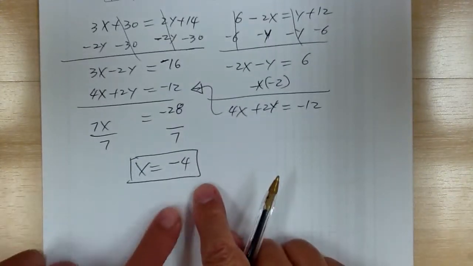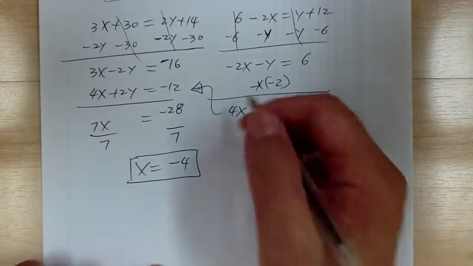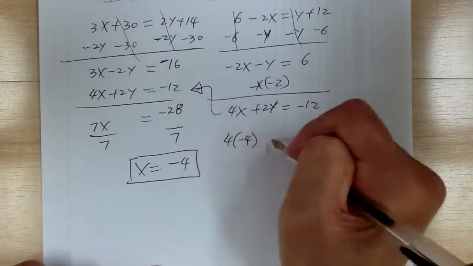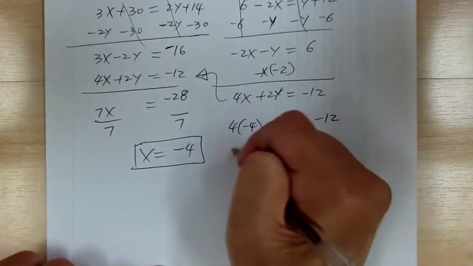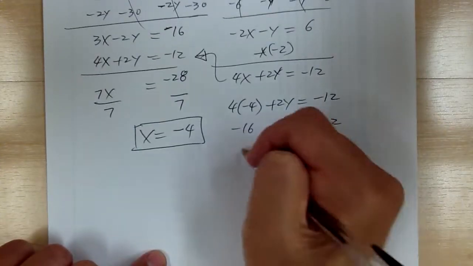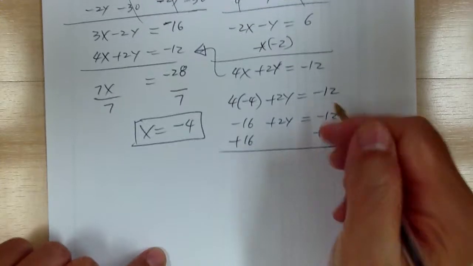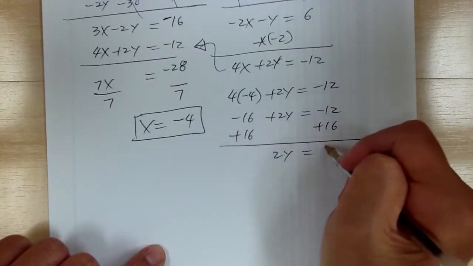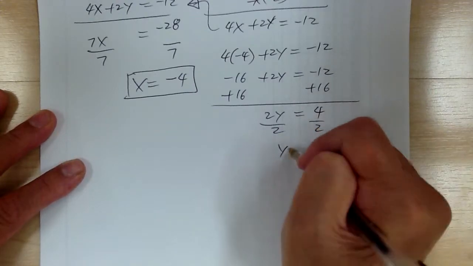Now we have to look for y. So choose an easy equation. We can just use this one. So 4 times negative 4 plus 2y equal to negative 12. So negative 16 plus 2y equal to negative 12. Plus 16, plus 16. So I got 2y equal to 4. Divide by 2, divide by 2. So y equal to 2.